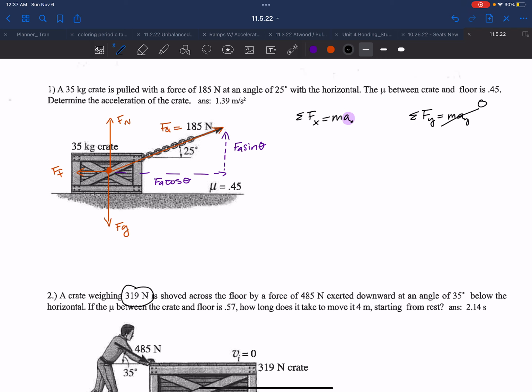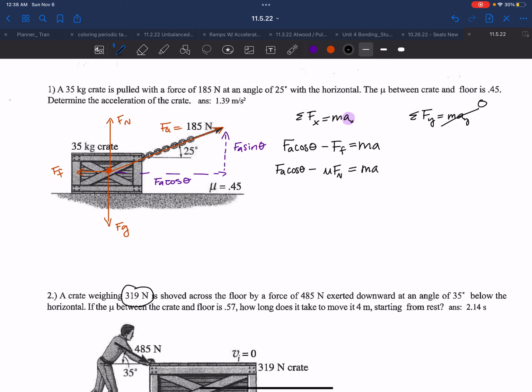So now I'm going to take my forces in the x direction, 1, 2, and I'm going to plug it in over here. So whenever I do that, I have F_A cosine theta minus force of friction, because it's going opposite the direction of motion, equal to ma. And I can expand force of friction as mu times force normal. That is the given equation for force of friction, equals ma. And then I can just drag down F_A cosine theta.